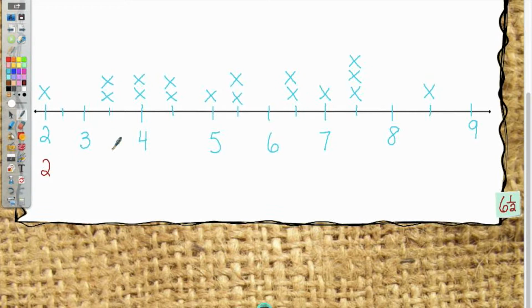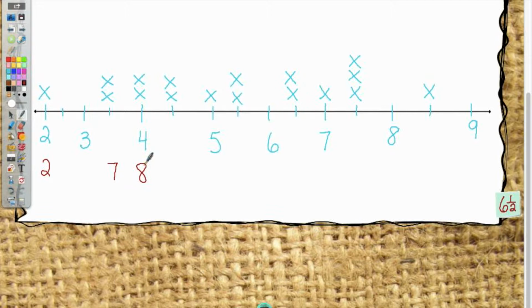Now what's my total measurement here? 3.5 plus 3.5. 7. How'd you get 7? 3.5 plus 3.5. 3 plus 3 is 6 and 1/2 plus 1/2 is 1. I love it. So that makes 7. So write down a 7 next. Okay? 4 plus 4, 8. Now do you know why I'm taking 4 twice? Because I have 2 x's, okay? 4.5 twice.